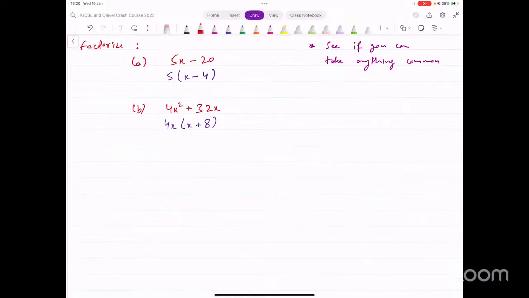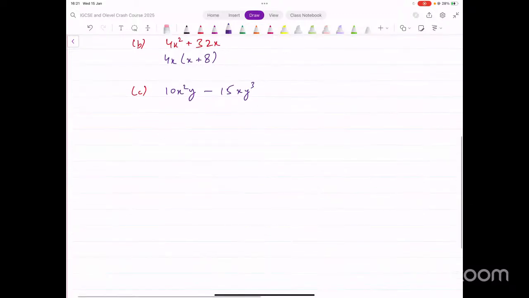Similarly, you could have something like this. Let's take another example. 10x squared y minus, let's say, 15x y cubed. What if you've got something like this? So let's say you've got power 4 here as well. Again, you've got two terms. You think of what you can take common out of these two terms, right? These are the two terms that you've got. What can you take common out of them? Now, you've got 10 and 15. What can you take common from 10 and 15? From 10 and 15, you can take 5 common, right?